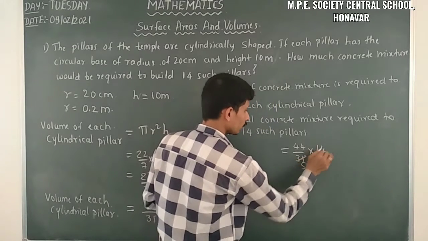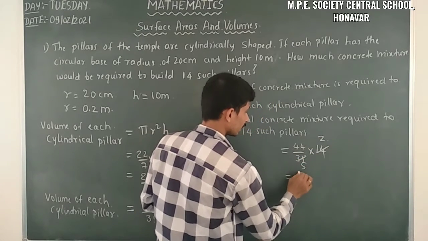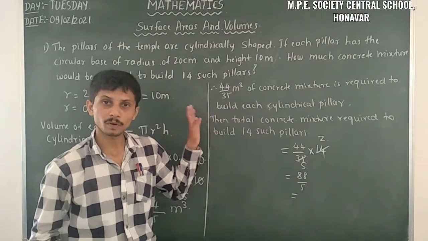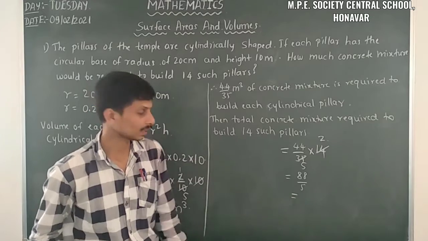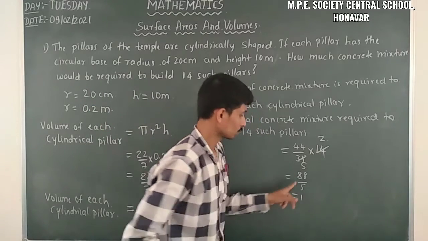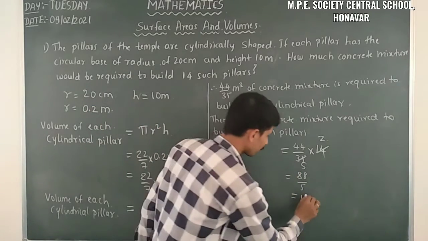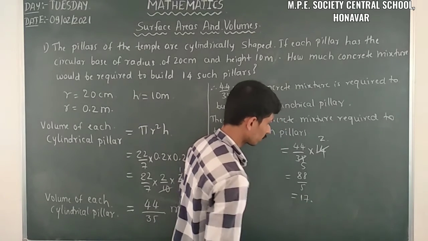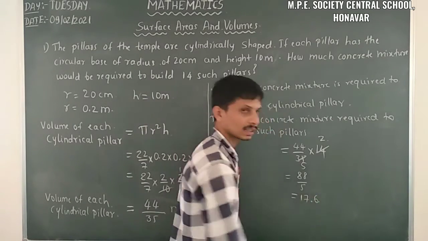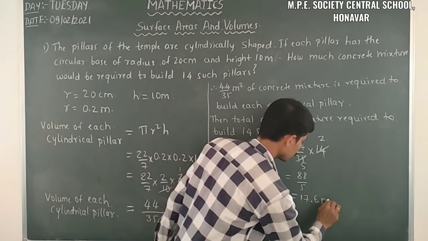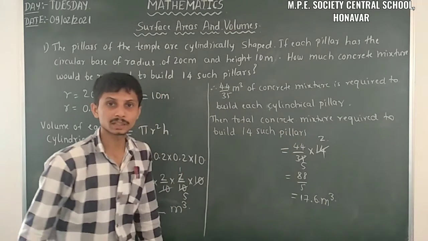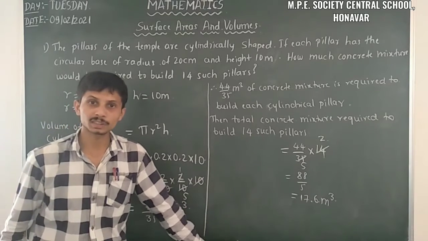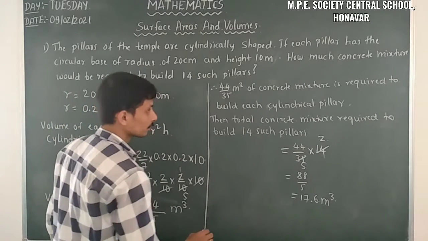So 7 into 5 and 7 into 2. So here 88 divided by 5. So here we have to find the answer. 5 into 1, how many remains? 3 remains. 5 into 7, 35, and again 3 remains. So we have taken the decimal point, and 6, 30. So it is meter cube. That is 17.6 meter cube of volume of concrete mixture required to build 14 such pillars.